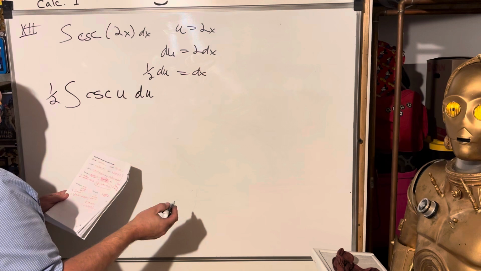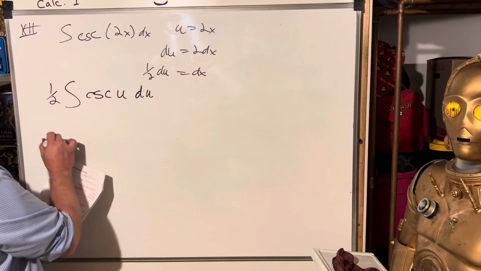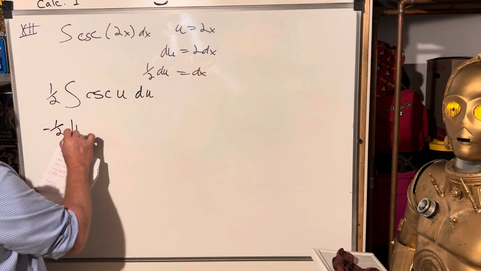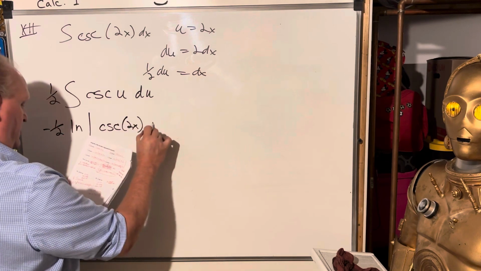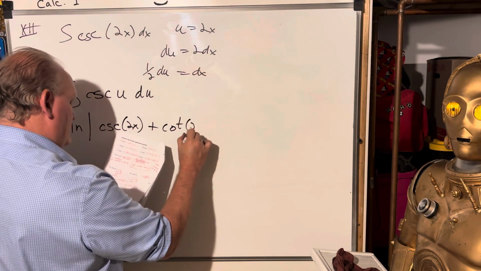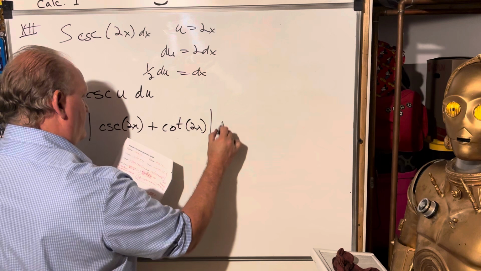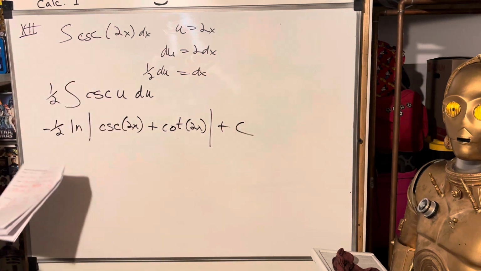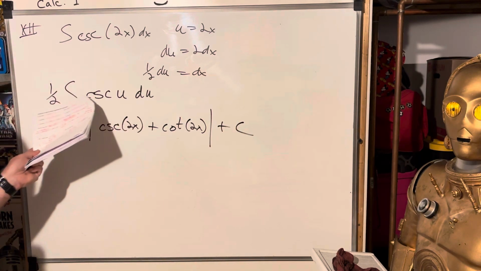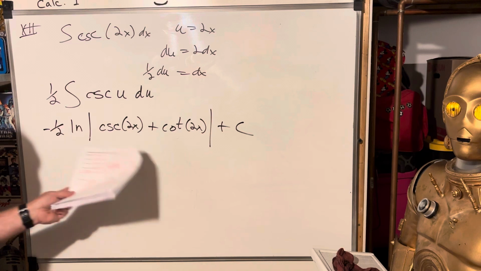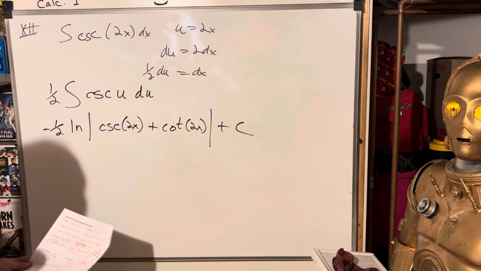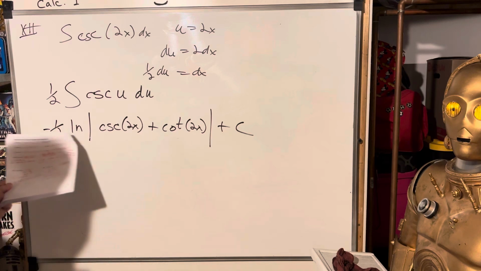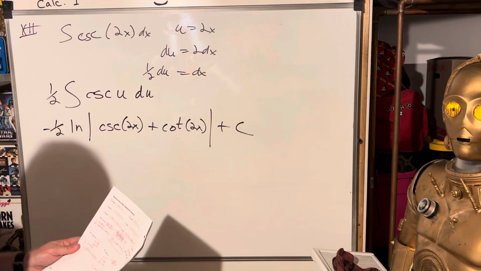And so then what do we have? Negative 1/2 ln of cosecant of 2x plus cotangent of 2x plus c. So you're just doing the cosecant thing, and then you got to put the 2x's back in. And it was negative ln, so that's where the negative came from.